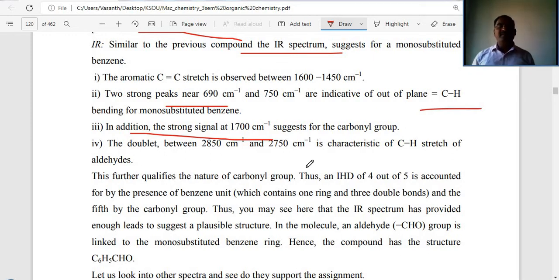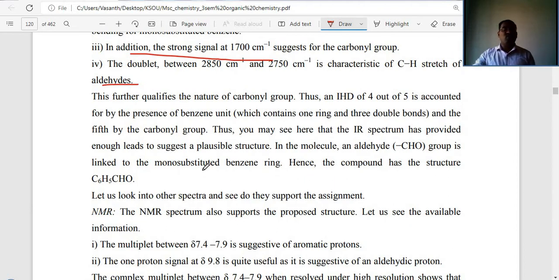The doublet between 2850 per centimeter and 2750 per centimeter is characteristic of the CH stretch of aldehydes. This qualifies the nature of the carbonyl group. Thus, the hydrogen deficiency of 4 out of 5 is accounted for by the benzene ring and the 5th by the carbonyl group. Thus, we see that the IR spectrum has provided enough leads to suggest a plausible structure.